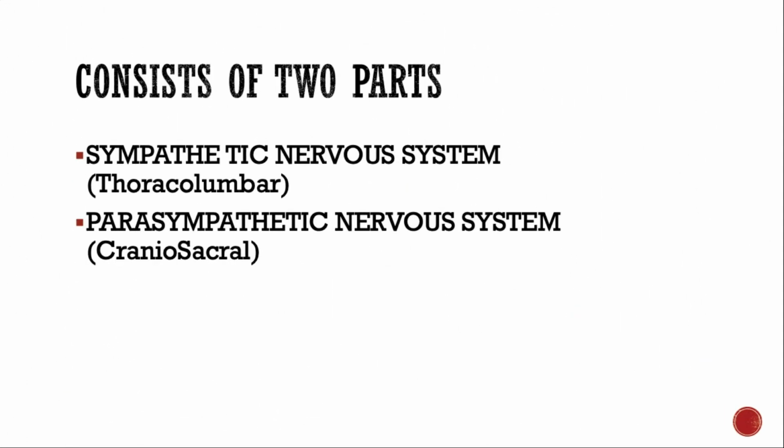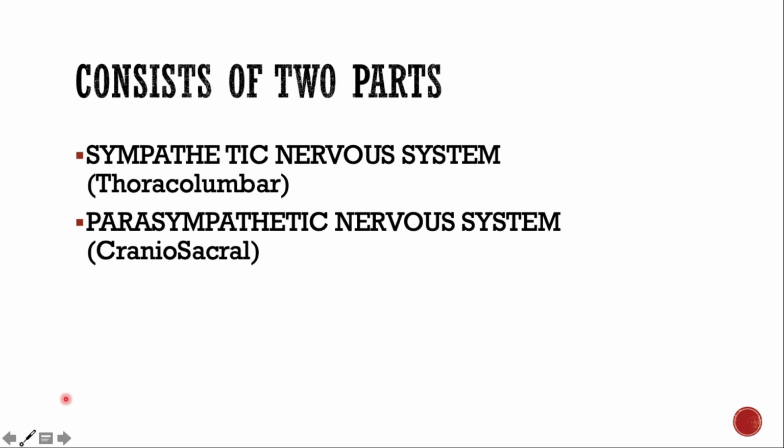Everybody knows that the autonomic nervous system consists of two parts. First is the sympathetic nervous system, and the other is the parasympathetic nervous system. As we know, the sympathetic outflow is thoracolumbar, from T1 to L2, and the parasympathetic outflow is craniosacral. It means that all the parasympathetic fibers originate from the cranial nerves and from the sacral part of the spinal cord, whereas the sympathetic fibers originate from the thoracolumbar region, T1 to L2.